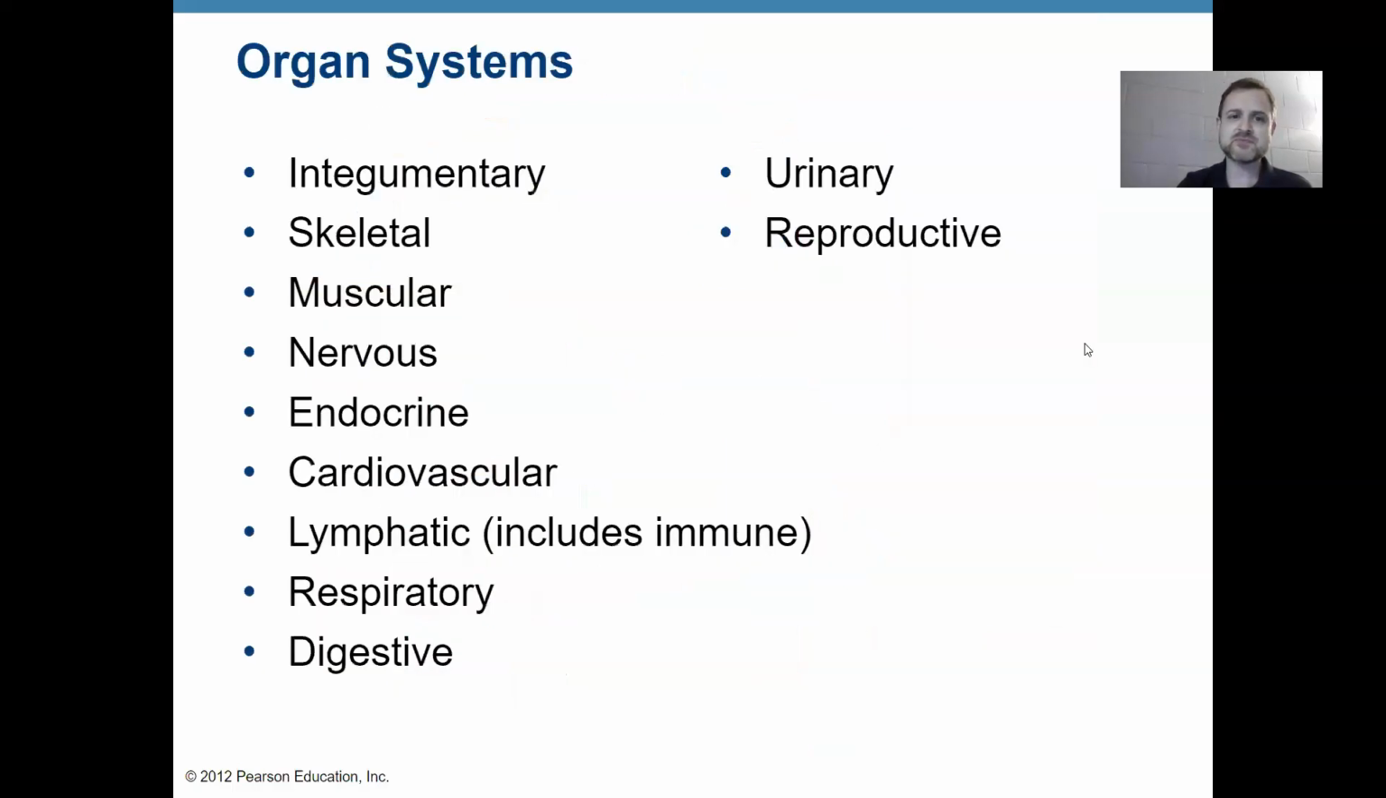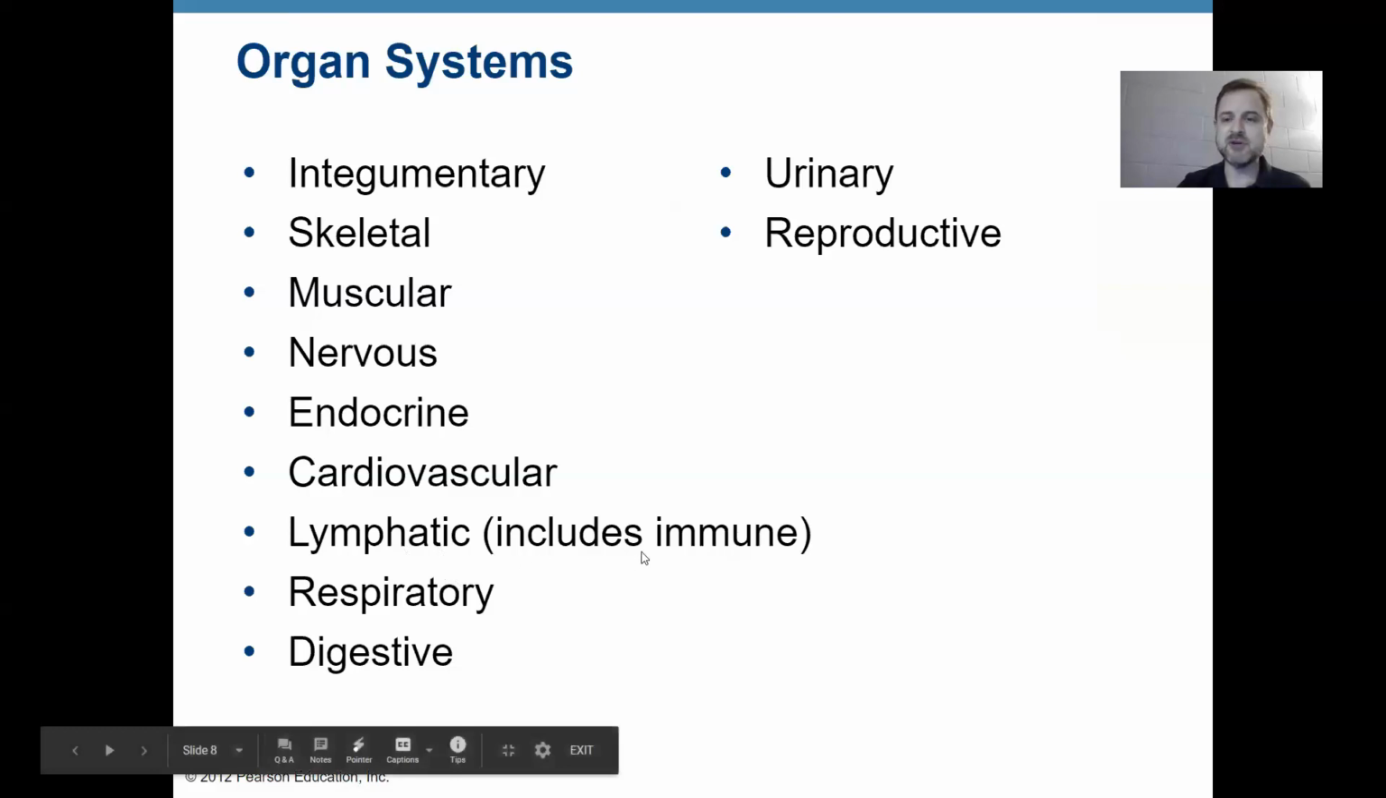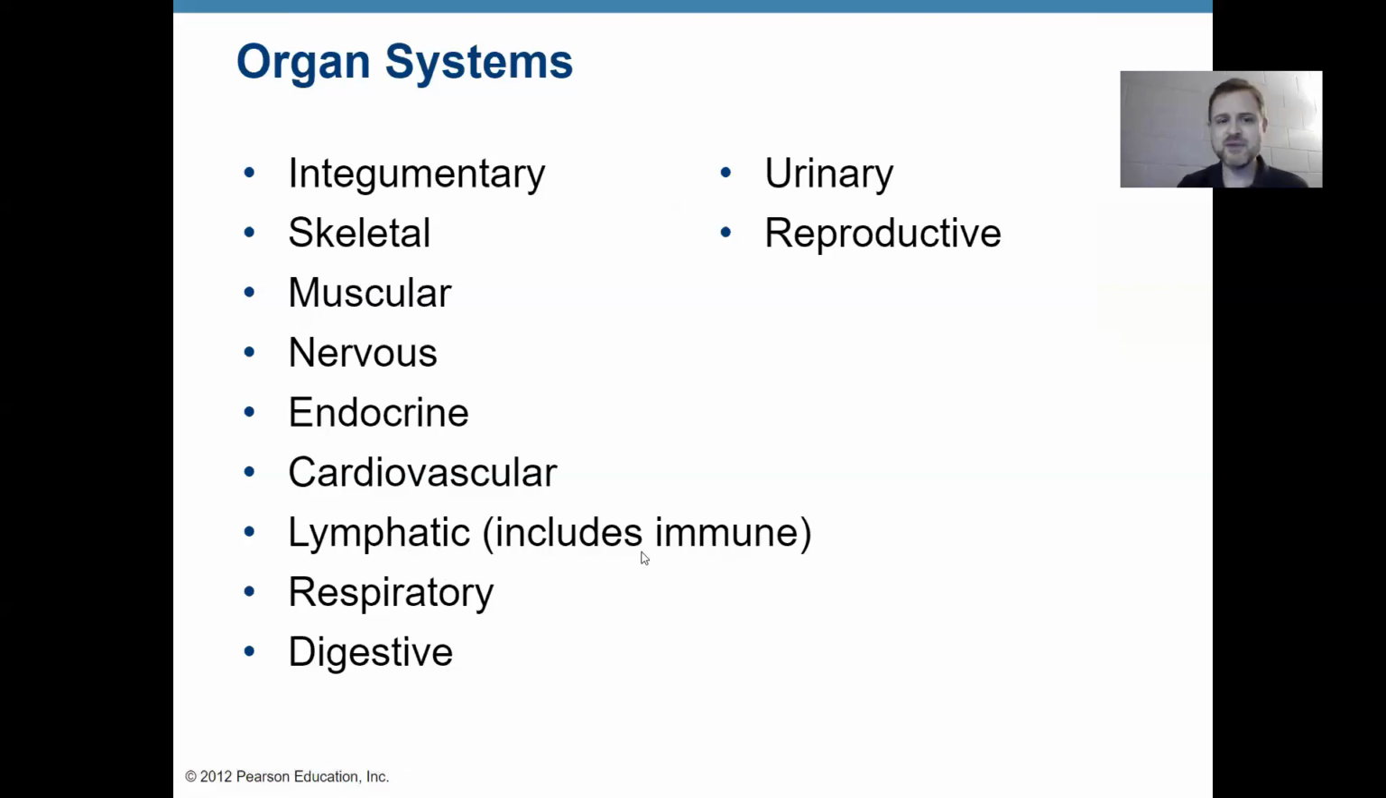And obviously those make up organisms. So now we're going to go through the 11 human body systems. This slide just lists them all. We're going to go through them one at a time. Depending upon the textbook, some say there's 11, some say there's 12. Your textbook combines lymphatic and immune system into one. Some textbooks separate them out.